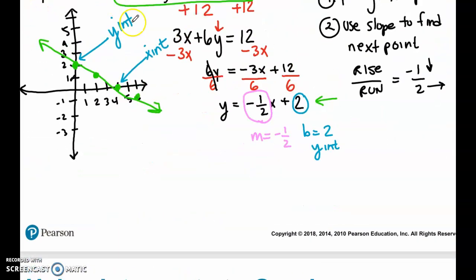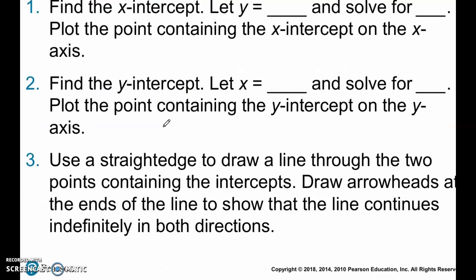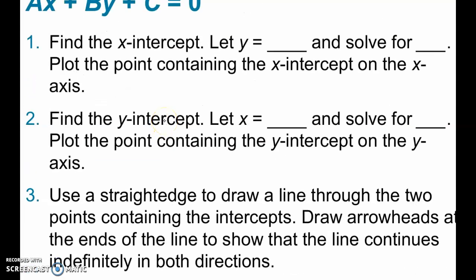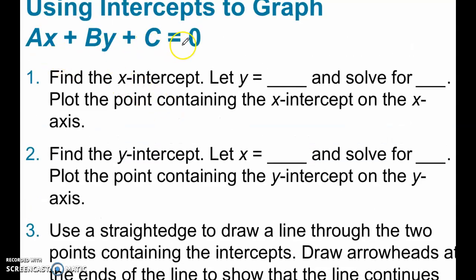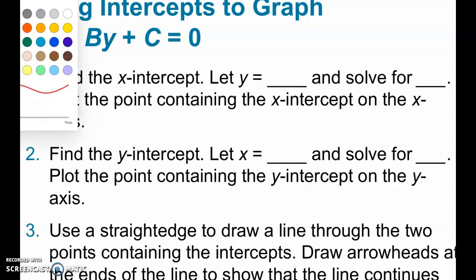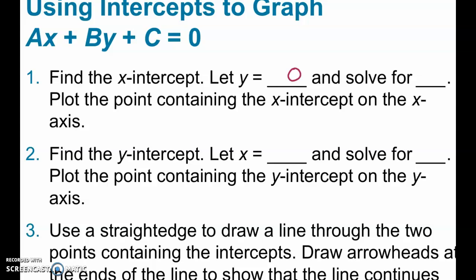Because you only need 2 points to graph a line, you could just graph the x and y intercepts and then connect them with a straight edge. So it says, using the intercepts to graph. If it's given to you like this, to find the x-intercept, you're going to let y equal 0 and then solve the equation for x. Plot that point, the x-intercept, on the x-axis. Then you're going to find the y-intercept. In order to do that, let x equal 0 and solve for y. And then plot that point.